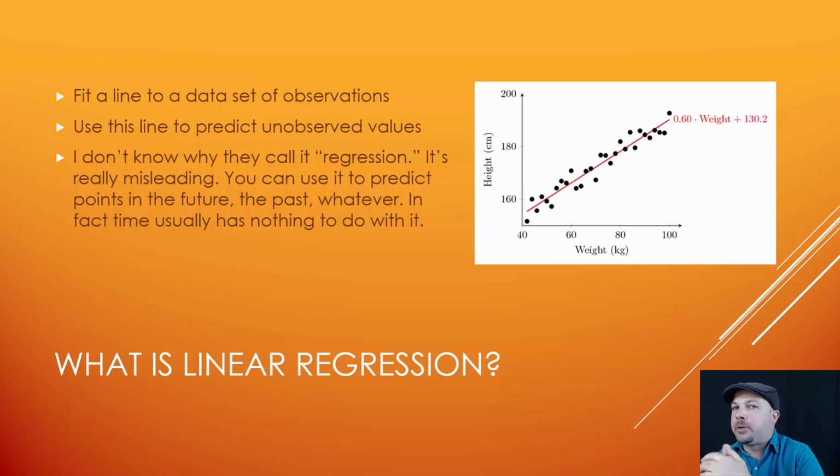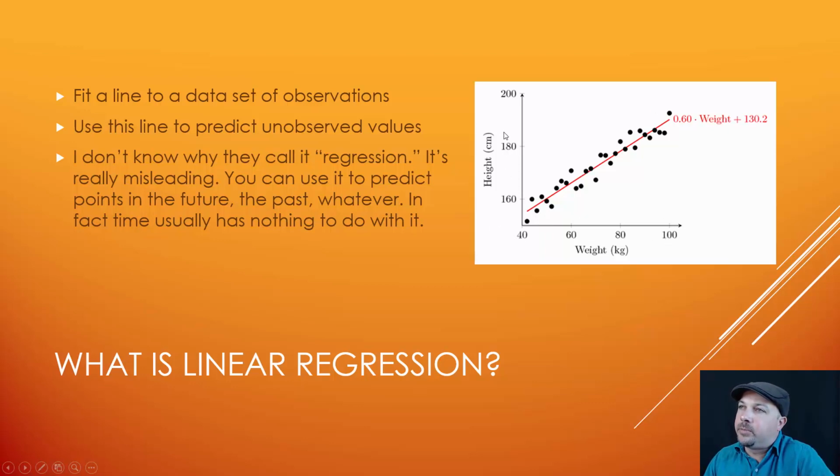So, for example, let's say I have a bunch of data of people's weights and heights. I can plot those on a graph like this and fit a line to it that minimizes the error between any given point and the line itself. And you can use that line to actually predict unobserved values. So, given this data set of people that I actually know the weight and height of, I can plot a line, and let's say I get a new person, and I know their weight, but I don't know their height for some reason. I can actually use this line to predict the height for a given weight.